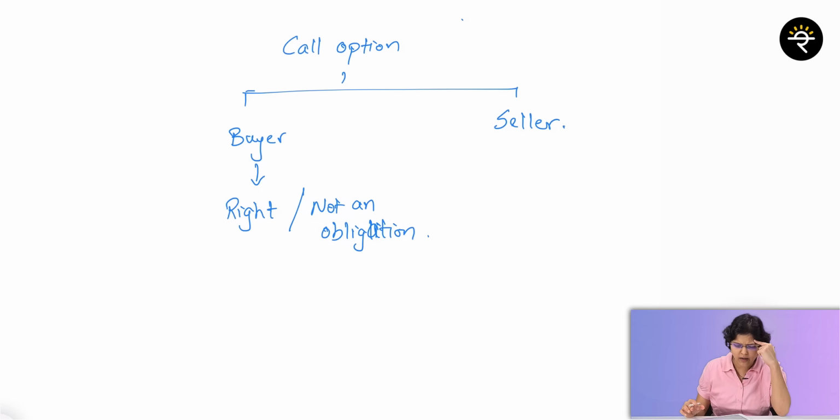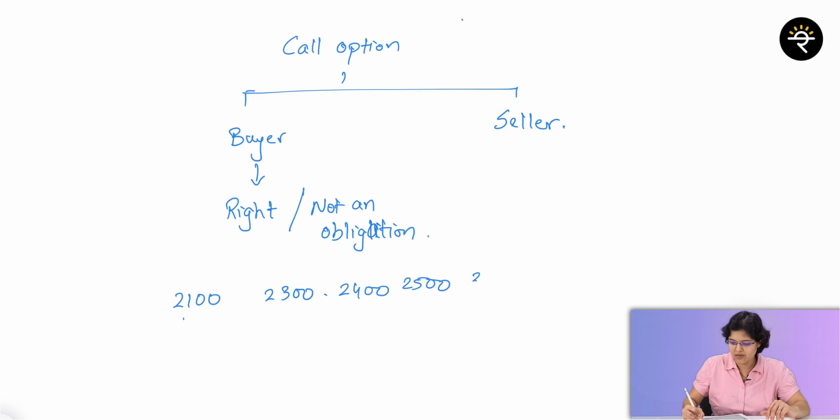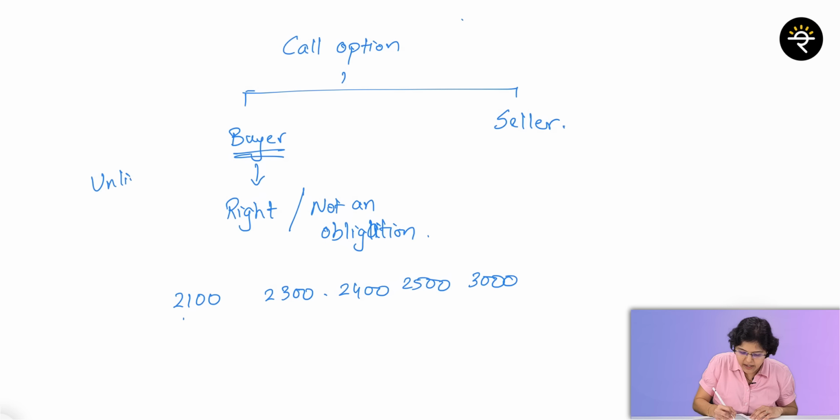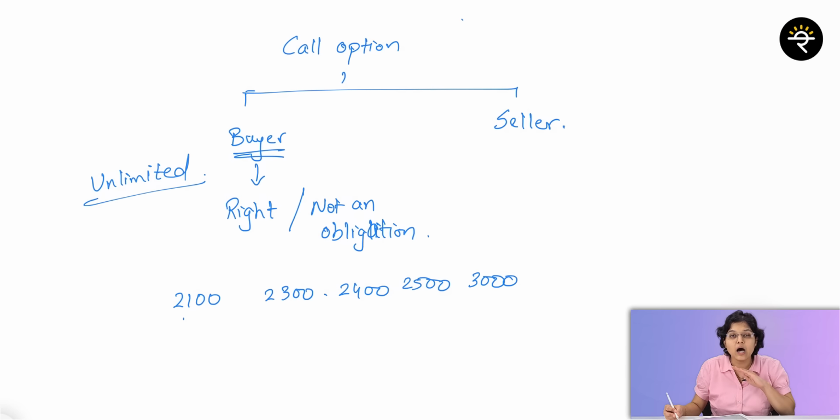So what will happen? In my previous example, where the current market price was 2100 and the price as on the date of expiry was 2300, was I in profit? Yes. Could it have been possible that it goes up to 2400? Yes, I am in more profit. 2500, huge profit. 3000, excessive profit. So in simple words, how much is the maximum profit? For a call buyer, profit is unlimited. There is no specific cap for that. For a call buyer, profit is unlimited.